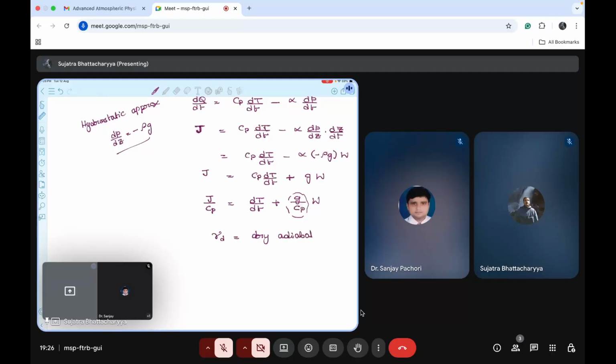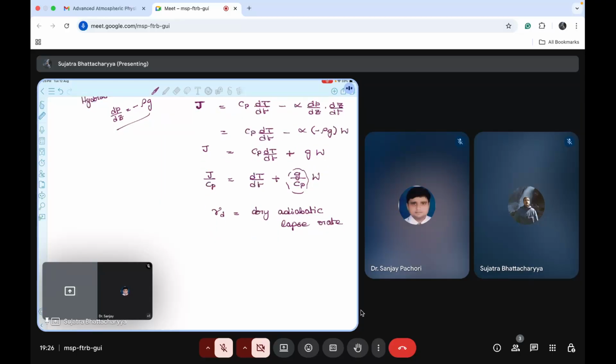Dry adiabatic lapse rate. Lapse rate is the change in temperature with height. How the dry adiabatic air parcel is changing temperature with height is your gamma d, and it is a fixed quantity, so that's why it is g by Cp. Okay, so J by Cp is equal to dT by dt plus gamma d into W.